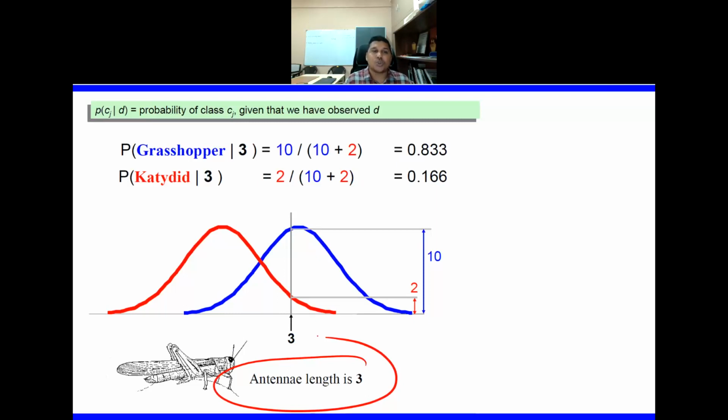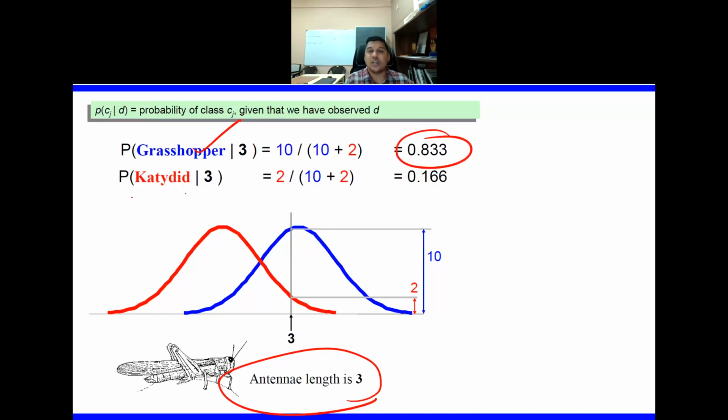It means given antenna length as 3, the probability that it belongs to grasshopper is 0.833. We are not sure. We cannot say whether it's a katydid or grasshopper, but we can tell in terms of probability that given antenna length is 3, the probability that it belongs to the grasshopper class is 0.833. The probability that it belongs to the katydid class is 0.166. There is a difference between both.